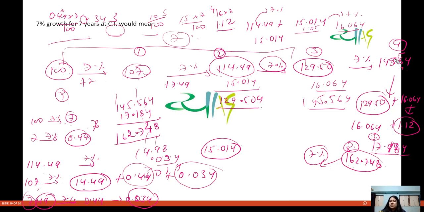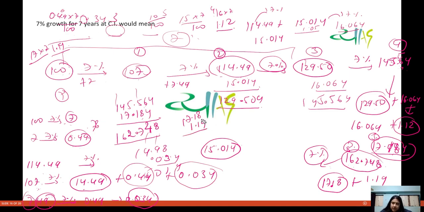Okay. So we know 7% of 145.564 is how much? 17.18. Okay, 17.18 plus we have to calculate the 7% of this. So I'll calculate just for this 17. So this will come to be how much? 7 7s are 49, so this will be 1.19. Okay, so 17.18 plus 1.19. This will be 17, this will be 3, this will be 8, so this will be 18.37.